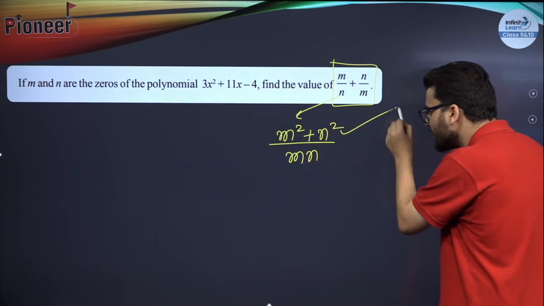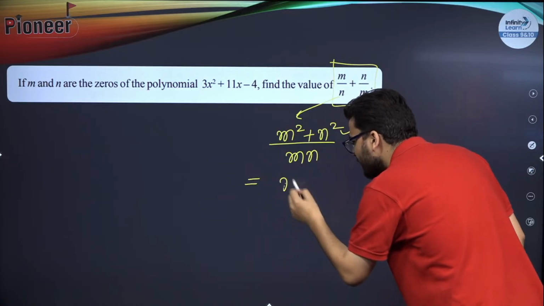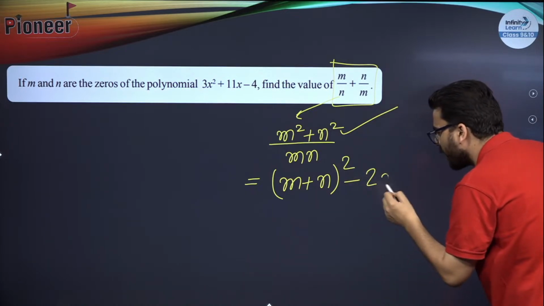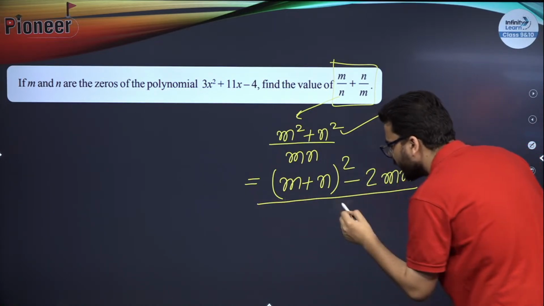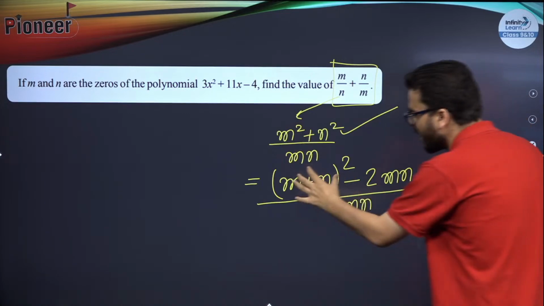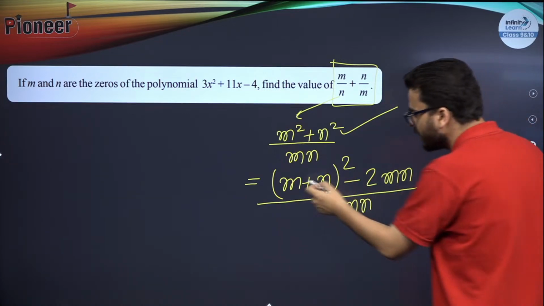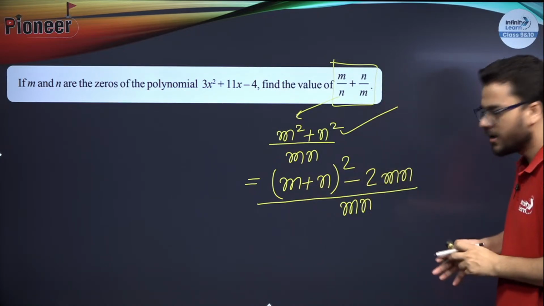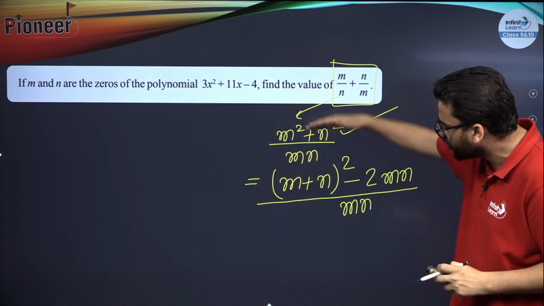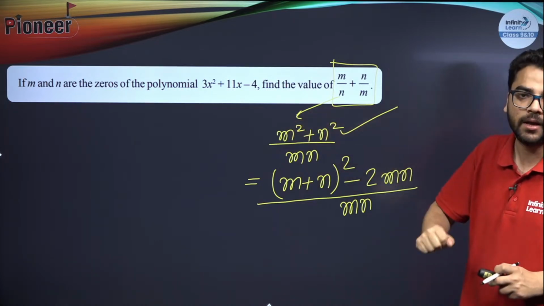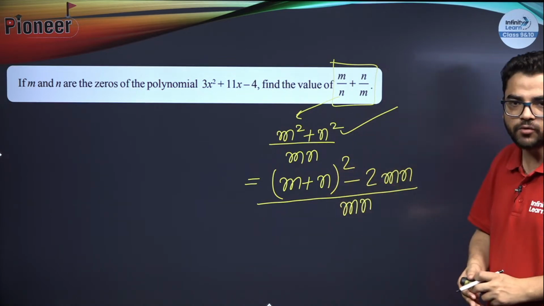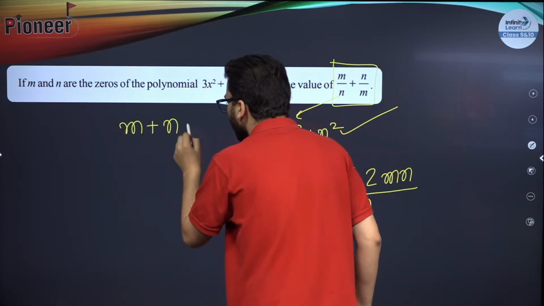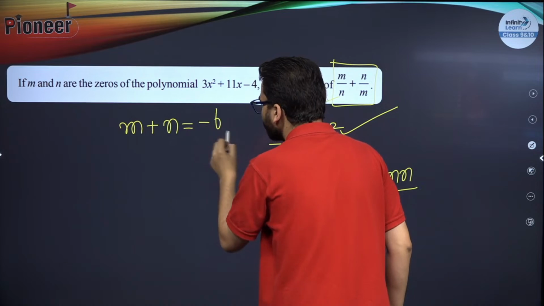So you have to manipulate this expression, m square plus n square. Can I write it like this? (m plus n) the whole square minus 2mn, divided by mn. Can we do like this, guys? Because what is (m plus n) the whole square? Just do that in your mind. This is nothing but m square plus n square plus 2mn, so you are subtracting 2mn. So if you simplify the numerator, you will be getting m square plus n square only. You got it? Now you can easily put the values. Because what is the value of m plus n over here? Sum of the zeros is equal to minus b by a, correct?